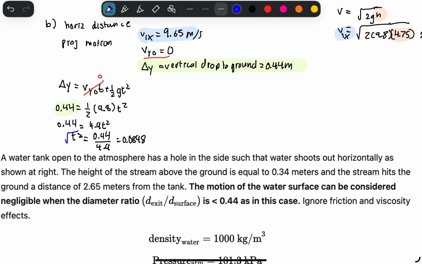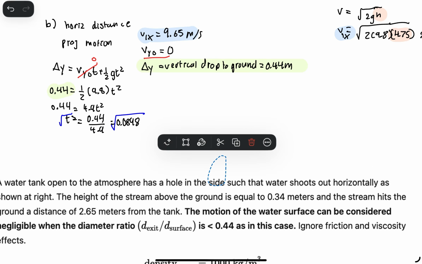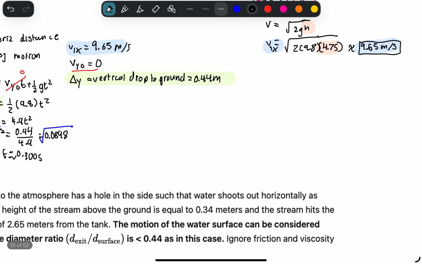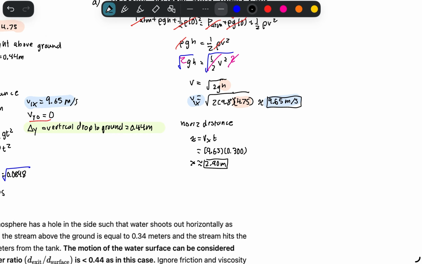If you take the root of both sides here, you're going to get that t is equal to approximately 0.300 seconds. Now you have to find the horizontal distance. We have x is equal to vx, your velocity x component, times t. So that x component was 9.65, and the time was 0.300. So that is approximately 2.90 meters equal to x. So those are our two answers.